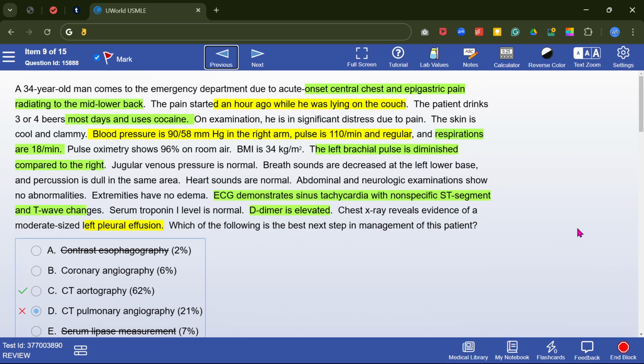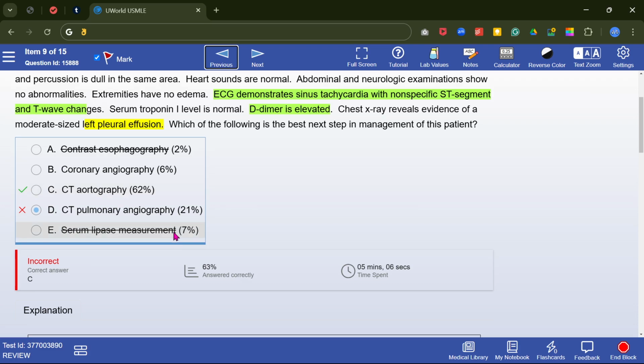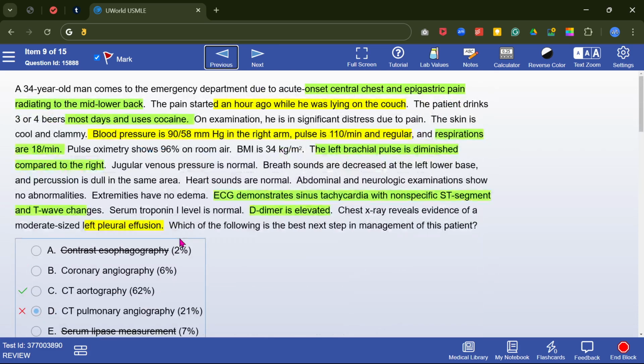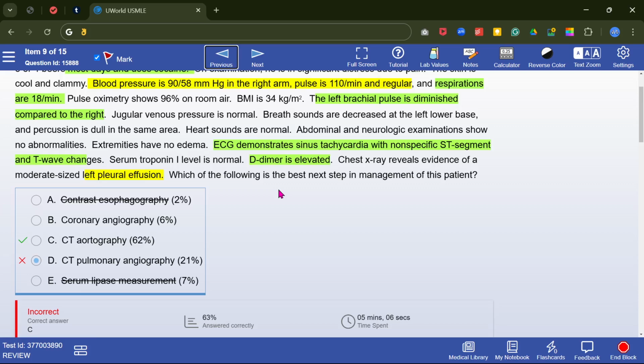Aortic dissection is a very high-yield topic. Aortic dissection has multiple causes: chronic hypertension, cocaine, morphine, and Marfan syndrome. CT angiography and transthoracic echo are used for definitive diagnosis.